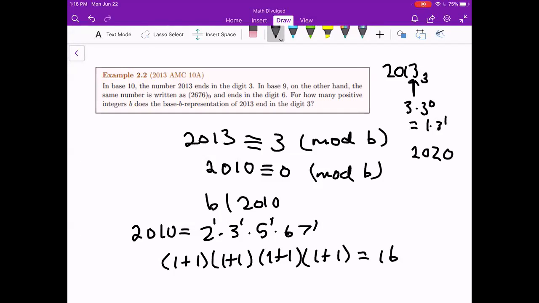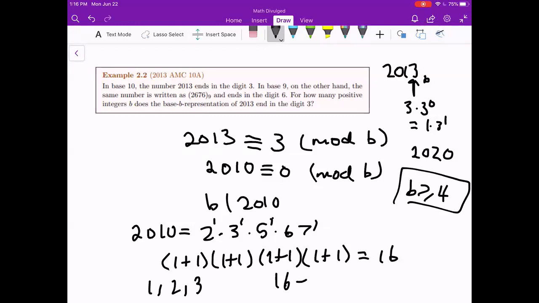So that means since our number is 2013 and we have it in base B, B must be greater than or equal to 4. So out of these factors of 2010, there are exactly 3 of them which are not greater than or equal to 4: 1, 2, and 3. Everything else is greater than or equal to 4, so it should be okay. That means in total we have 16 minus the 3 exceptions, and that's equal to 13 possible values for B.